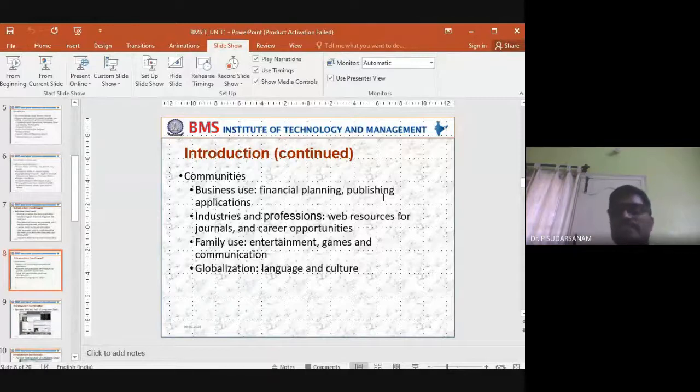Next is industries and professionals. You have web resources for journals and career opportunities. Nowadays we can find career opportunities through media, websites or print media. If you have a system and internet, you can find all those things. Earlier, what happened? We used to see the newspapers and apply for jobs. Now that trend has gone. Everything is because of the UI only.